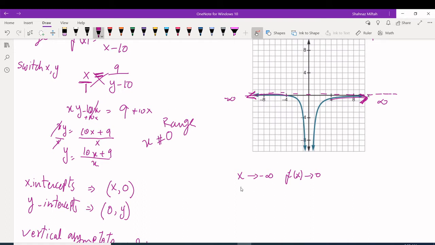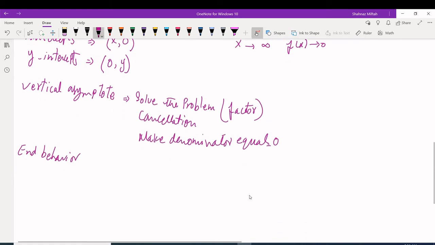The same thing goes for that one. X approaches positive infinity, then my f of X is approaching 0. This arrow means approaches. So this is how the end behavior works. Then we have points of discontinuity and horizontal asymptote. Let me give you an example, and then we go from there. Before I go to the examples, let me tell you about the horizontal asymptote.